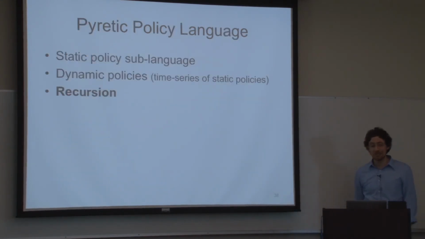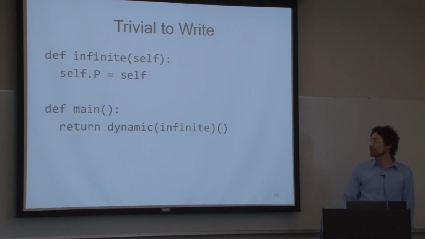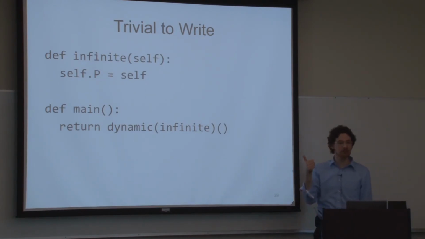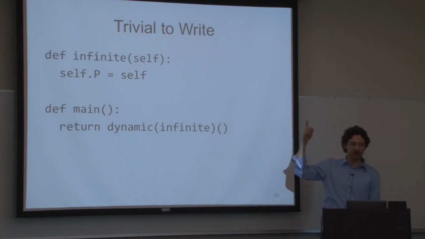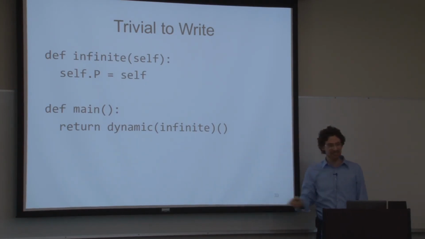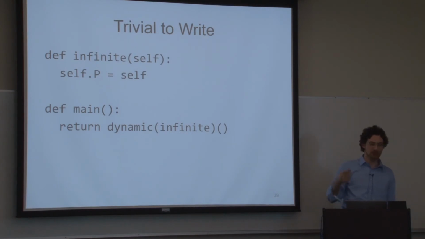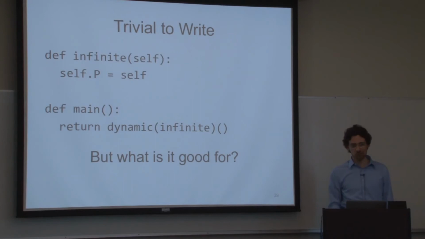So finally, recursion. Once we've got these dynamic policies, it enables us to very easily write policies that recurse. For example, I can write this extremely stupid and useless policy, which will essentially kill your interpreter, where I have an infinite policy that just keeps setting its internal policy variable equal to itself ad infinitum. So what would something like this be good for? Well, this particular example is good for nothing ever.